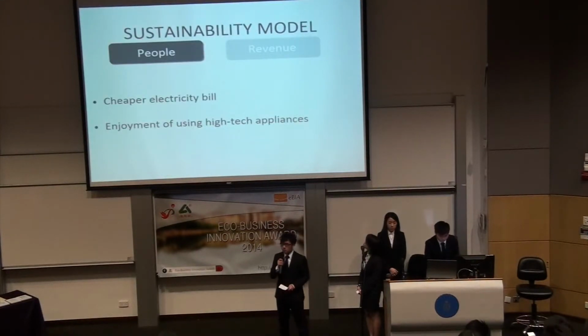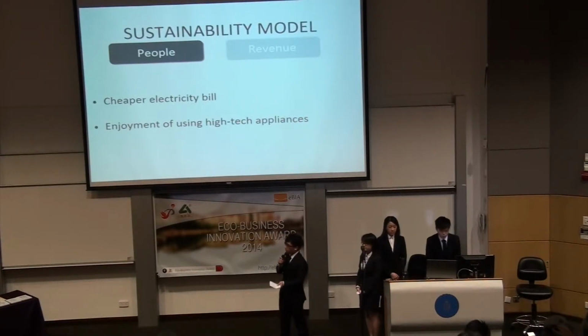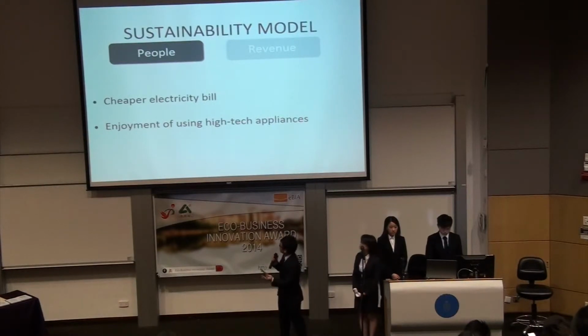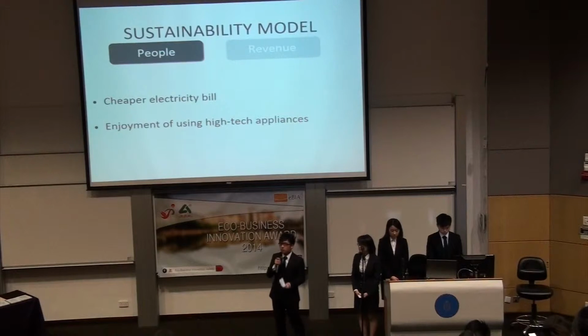Now, we come to the most important part, the benefits of the scheme. Let's talk about the social cost first. People can, of course, enjoy the reduced value of the electricity bills because they can reduce the consumption of energy. Besides, of course, they can have the enjoyment of using the high-tech appliances. More importantly, because the scheme is people-oriented, it can fulfill their desire.